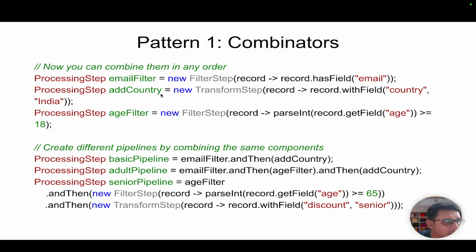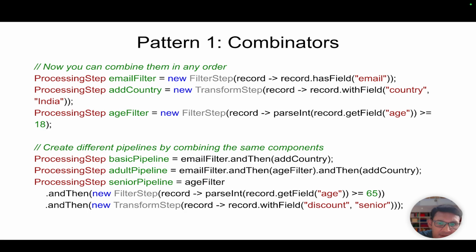Now, watch what happens when we combine them. If you look at the first three lines, we are creating three different processing steps. The email filter step keeps only records that have an email field. The add country step adds a country field. And the age filter keeps only records where the age is 18 or older.